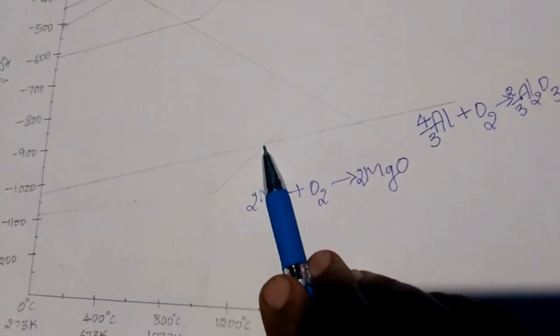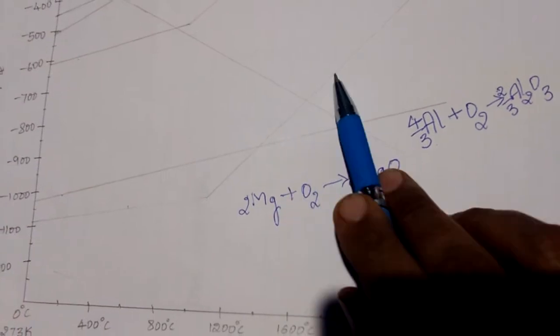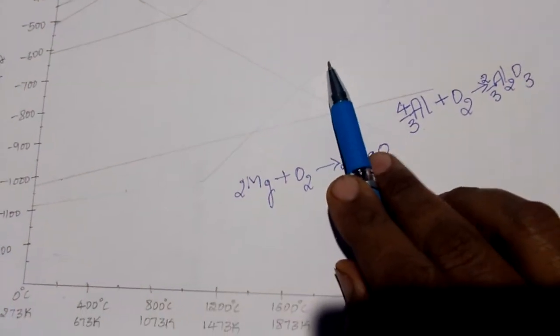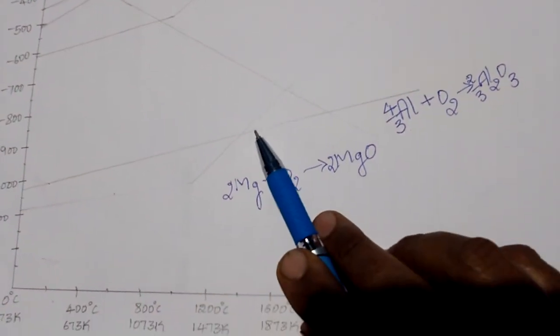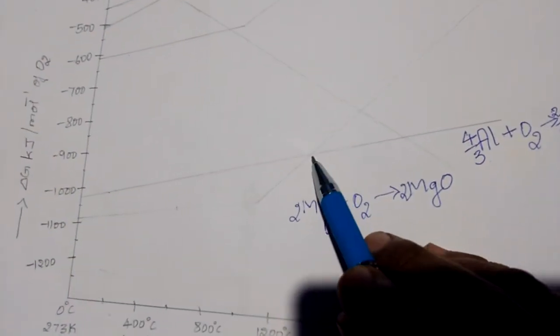So that is up to this temperature. After this temperature it is reversed. It is only due to the change in the phases, meaning there is the liquid state. So that is why there is a steep increase.